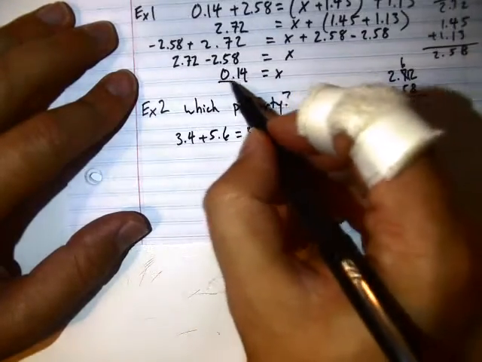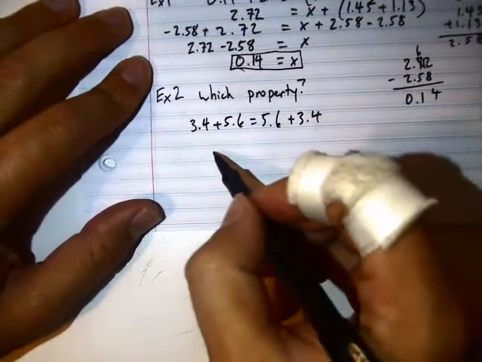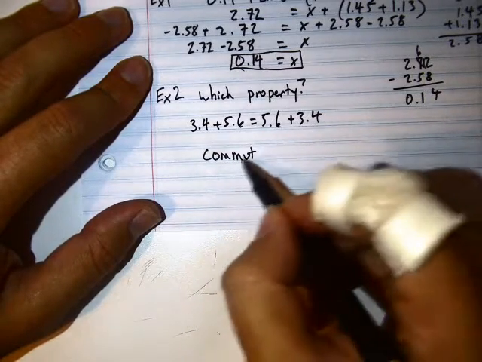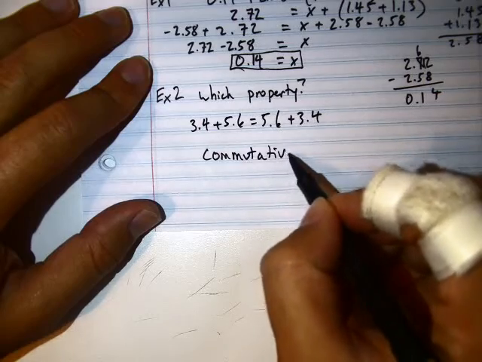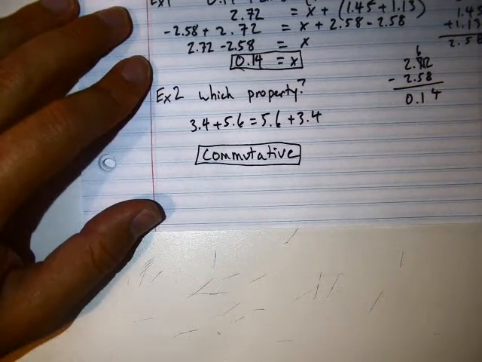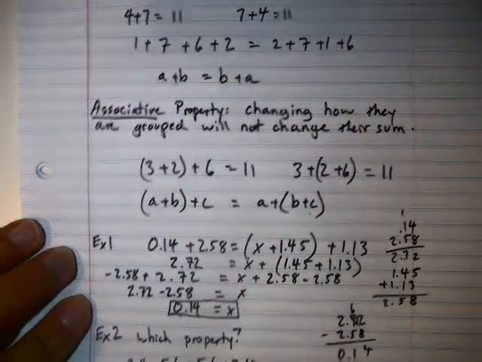Oh, and look, I forgot to box my answer up there. Terrible at remembering that. I would write commutative. Put a little box around there. Nice. I'm done. And that's kind of how we're going to be doing our commutative and associative properties.